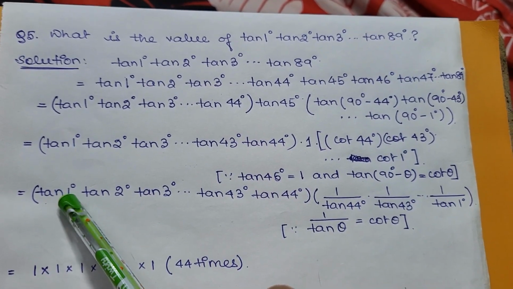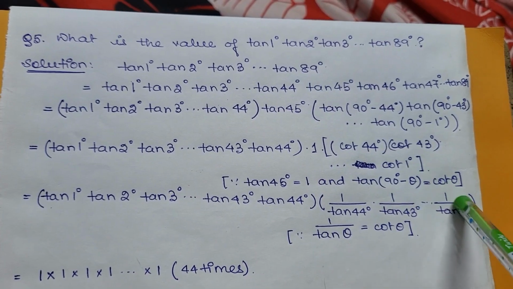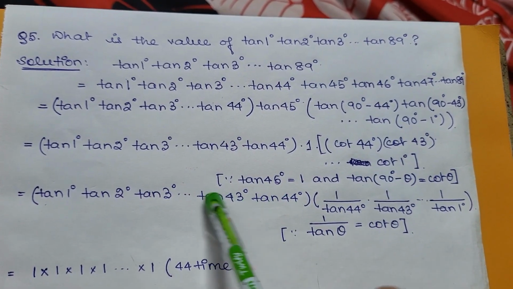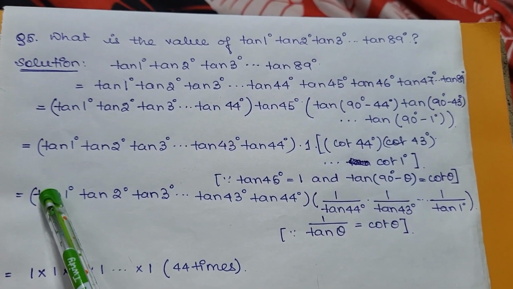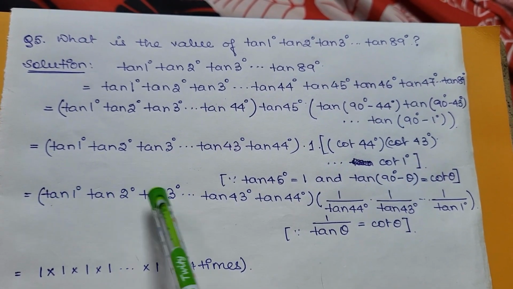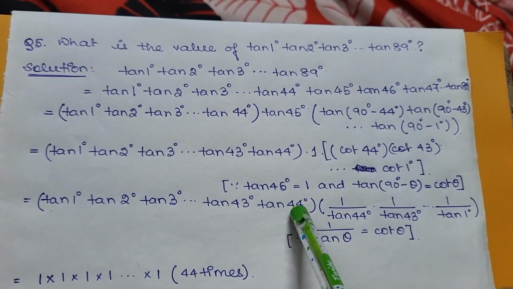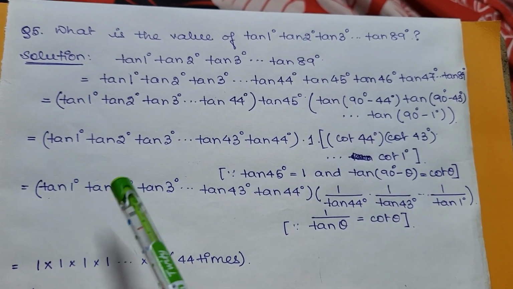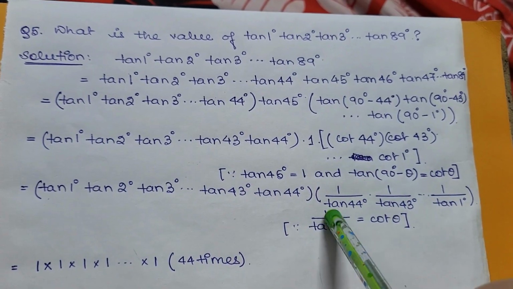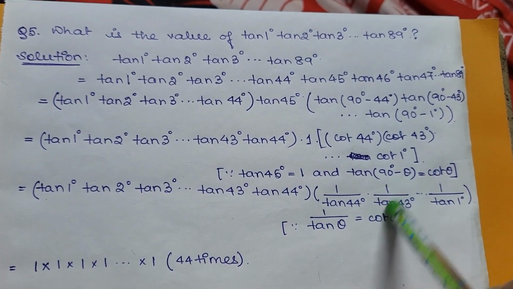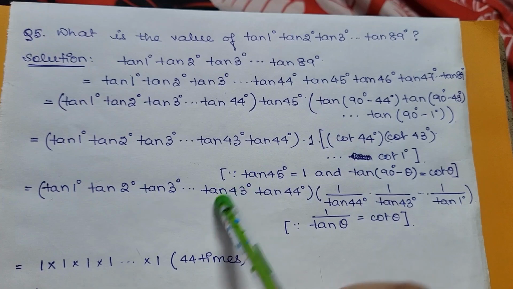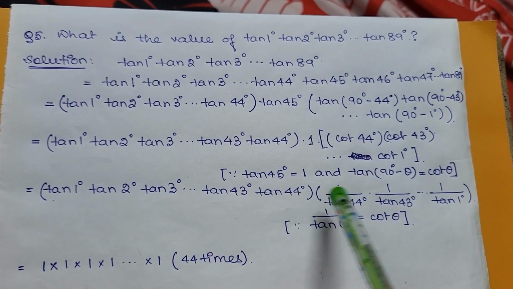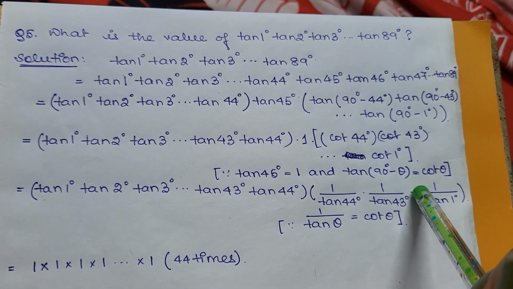So here is tan 1 degree. Tan 1 degree and tan 1 degree cancel out. So every term from here gets cancelled out with every term from here. So we are left with 1 into 1 into 1, and how many times does the 1 get multiplied? 44 times. Because if we take the first bracket, this 44 gets cancelled with this 44, and this 43 degree gets cancelled with this tan 43 degree. So here are actually 44 terms and here are also 44 terms.